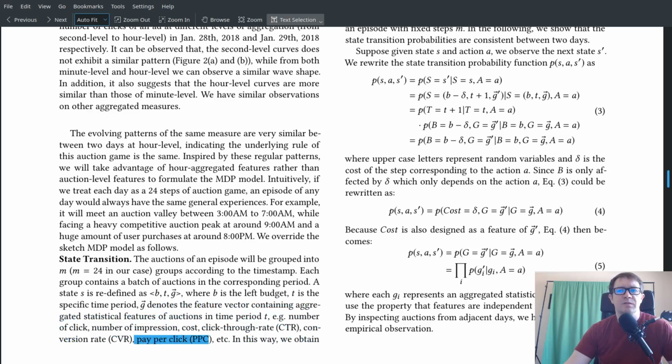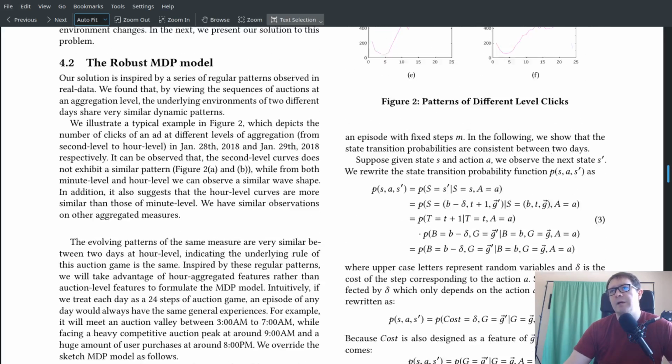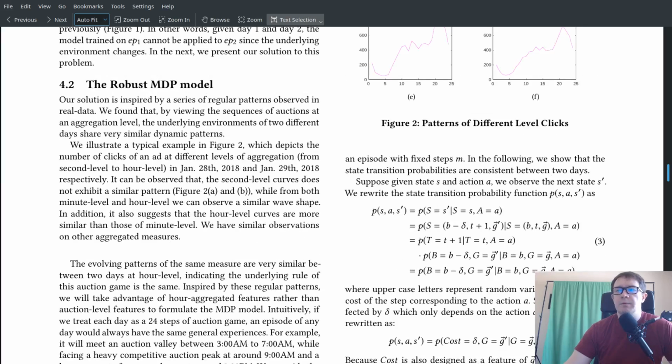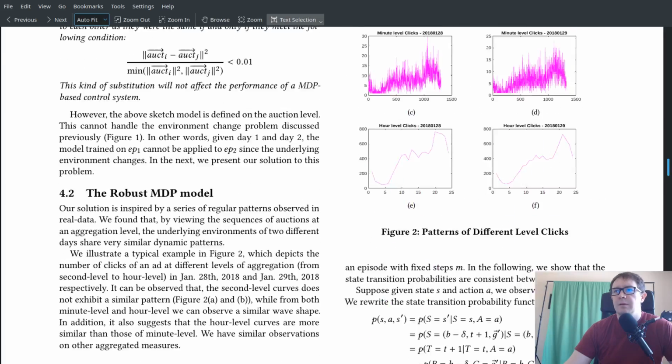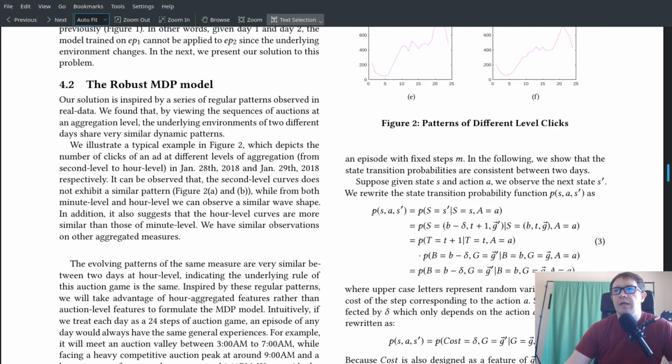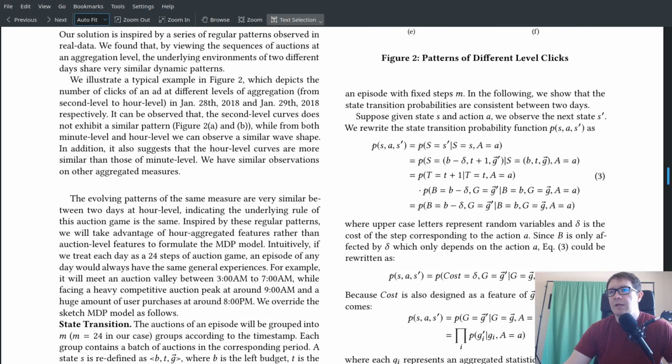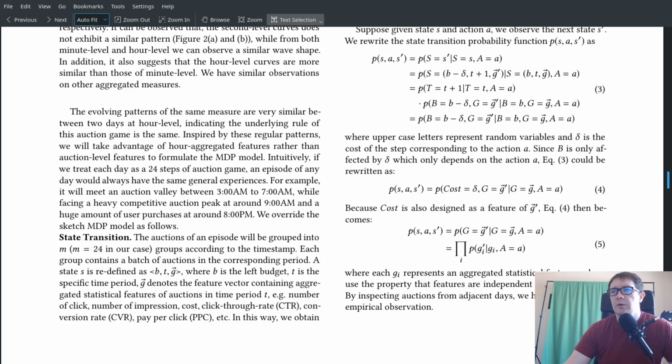Then they use pay-per-click. This raised an eyebrow. It's not technically wrong, but pay-per-click refers to the type of advertising. You would say cost per click, CPC, not pay-per-click. Anyway, that's a minor issue. So in this way, we obtain an episode with fixed steps, and they talk about the state transition probabilities, which of course you need for knowing how you're going to end up in a different state from whatever state you start. And they get this product here, a product of probability distributions over these aggregate statistics.